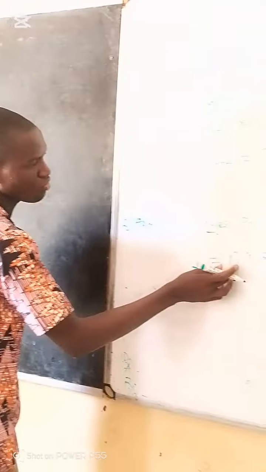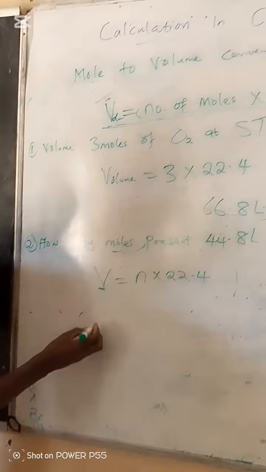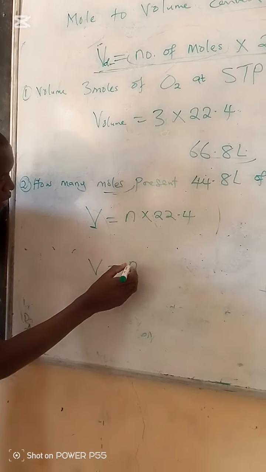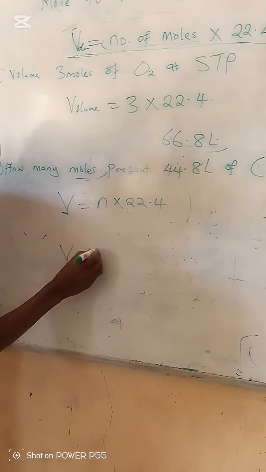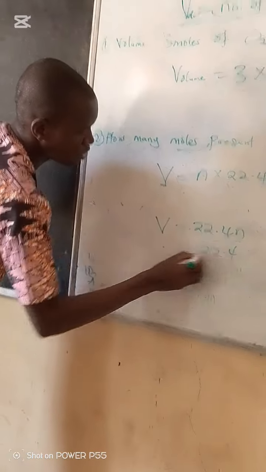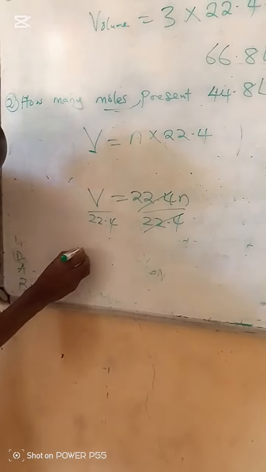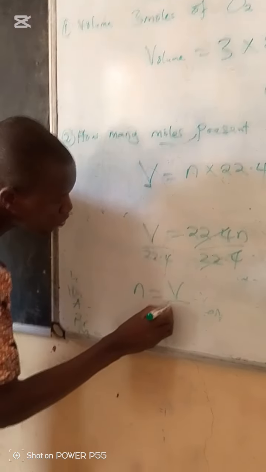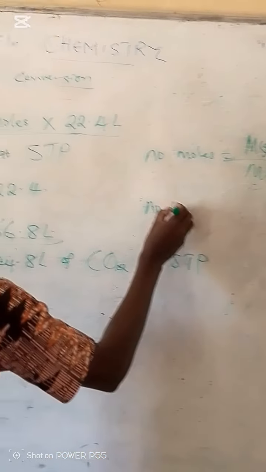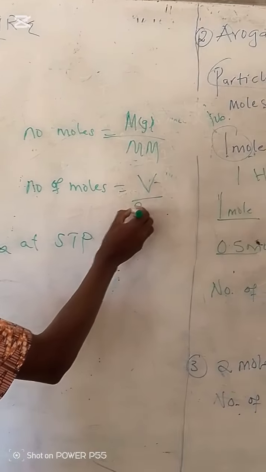We make it the subject of formula. By doing what? By dividing both sides by 22.4. So volume is equal to n, okay, if I multiply this, it will give me 22.4n. So divide both sides by 22.4. So 22.4 will cancel 22.4. My n now is equal to V all over 22.4. So another formula to calculate number of moles is equal to volume over 22.4.